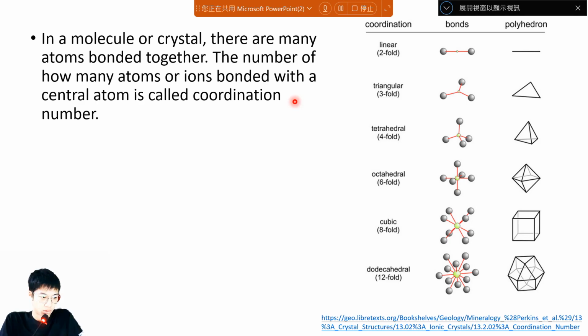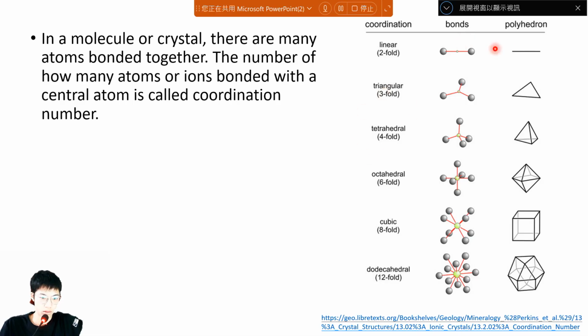First, I'm going to talk about what coordination number is. In a molecule or crystal, many atoms are bonded together. The number of atoms or ions bonded with an atom in the center is called the coordination number. The number is how many atoms are bonded with the single one.